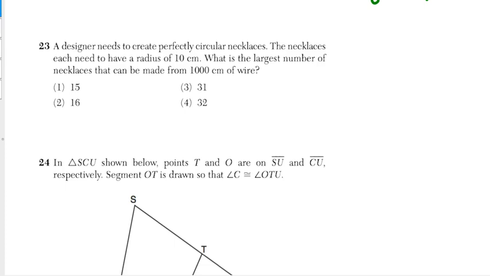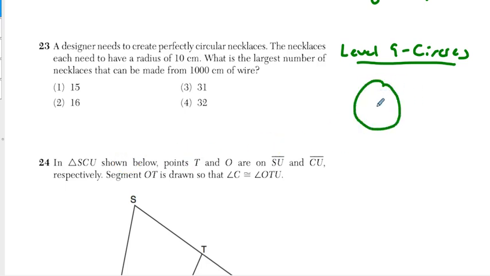A designer needs to create perfectly circular necklaces. The necklaces each need to have a radius of 10 centimeters. What is the largest number of necklaces that can be made from 100 centimeters of wire? So this is actually a level 9 question about circles. And these are circular necklaces. What it's telling us is that you want a circular necklace with a radius of 10. How many necklaces can you make if you have 100 centimeters of wire?